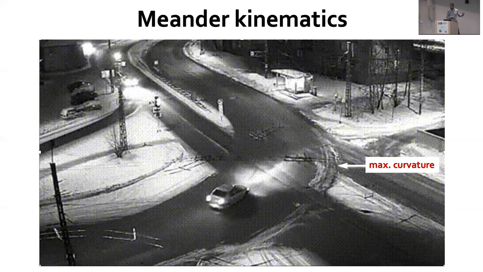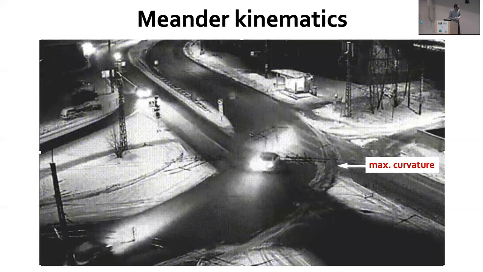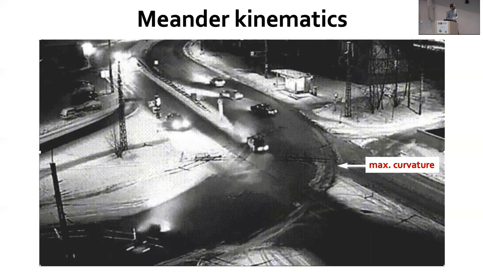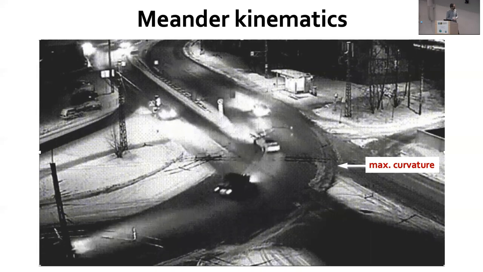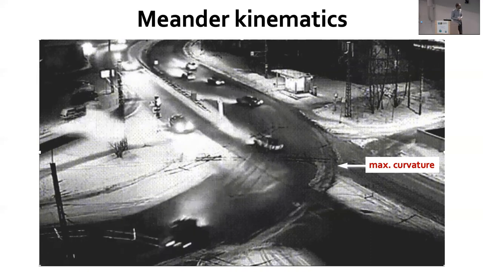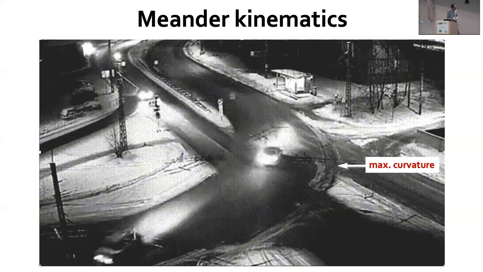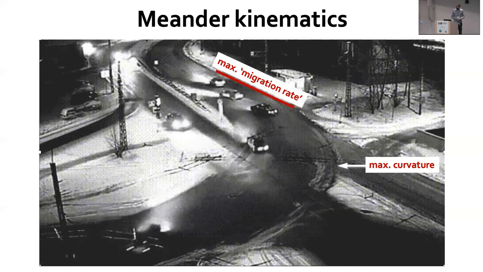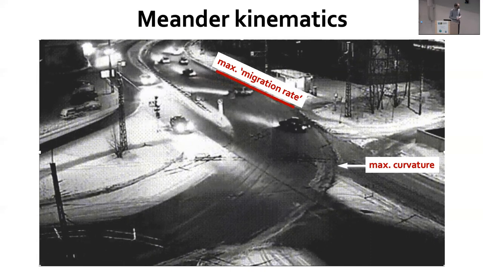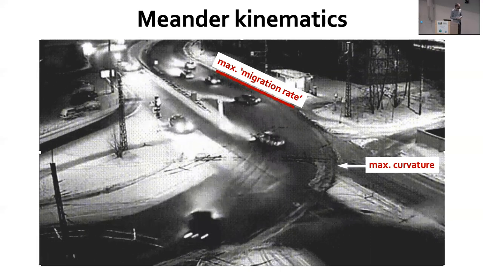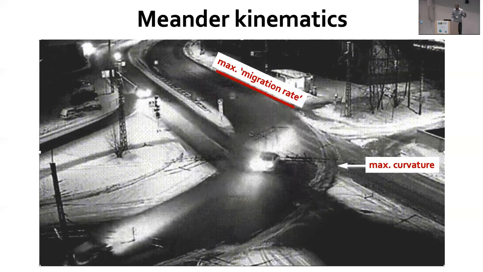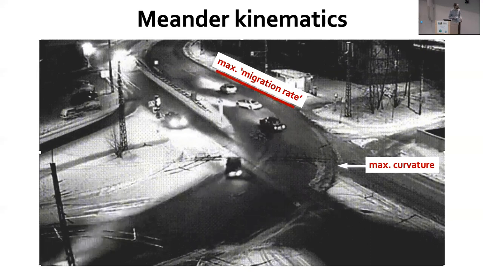I don't know if this is a setup or this happens all the time in Russia, but this is what happens. So you can see that if this was a river, the highest migration rate would be somewhere there, right? So it's downstream from maximum curvature. And I think that's a fundamental property of meandering.